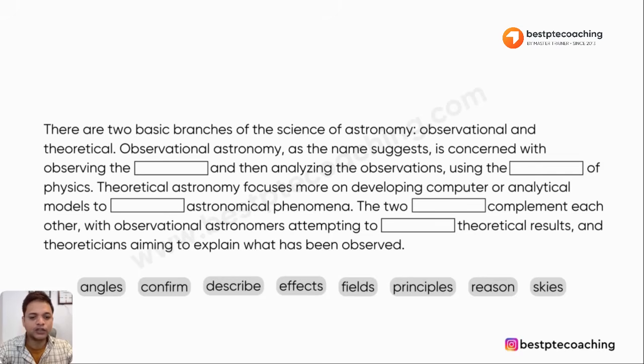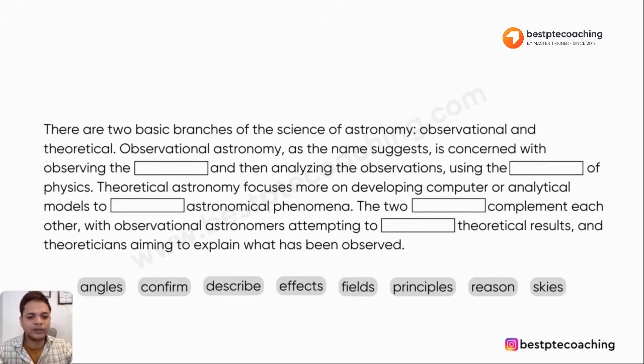I'm sorry, here, right? With observational astronomers attempting to, again we need what? One more V1. How many V1s left now? Confirm is left. You can use what? Confirm. Theoretical results and theoreticians aiming to explain what has been. So they're going hand in hand. I mean, they are interdependent in a way.